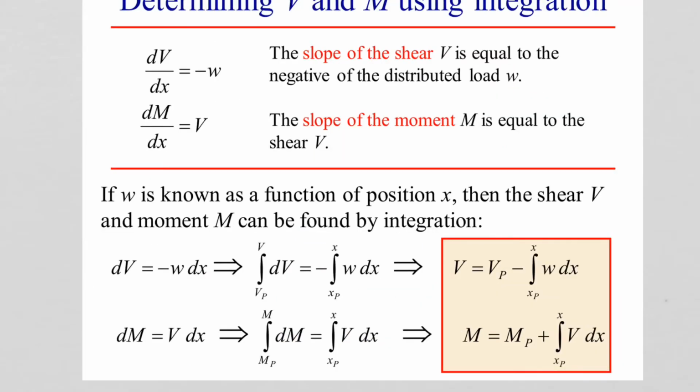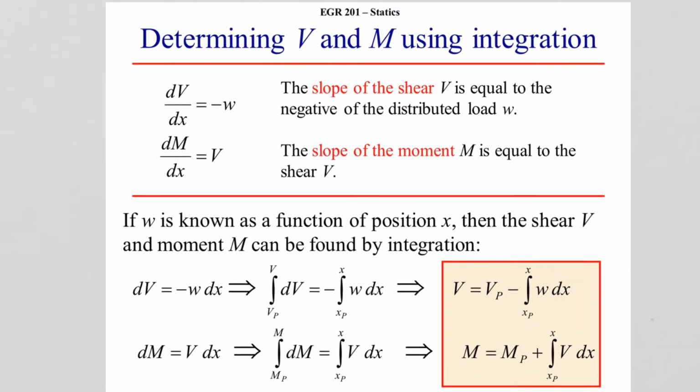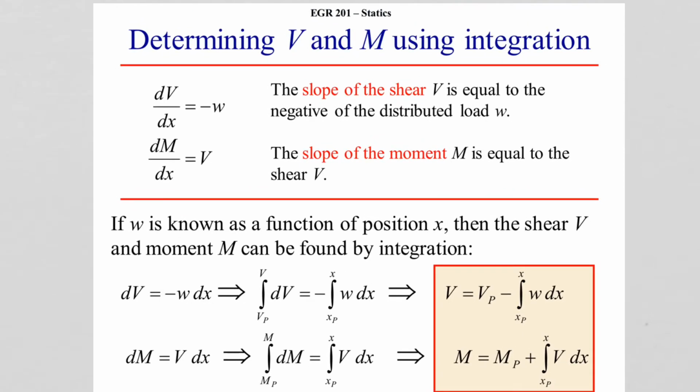So what does this all mean, right? Let's take a look at what this means for us. If we look at the equations that we have here, we found that dV/dx is equal to negative w. What that is telling us is that the slope of the shear curve, the slope of the shear V, is equal to the negative of the distributed load. This is a great piece of information that we will use to help us draw our shear and moment diagrams.